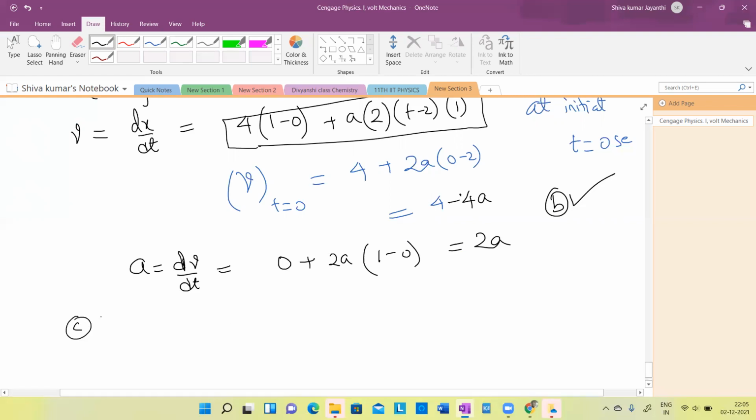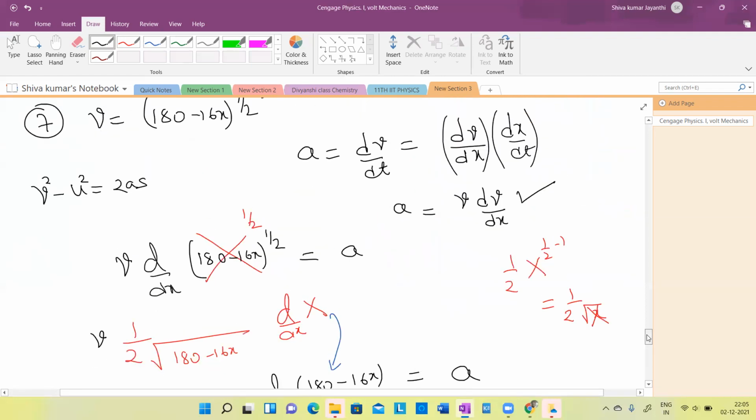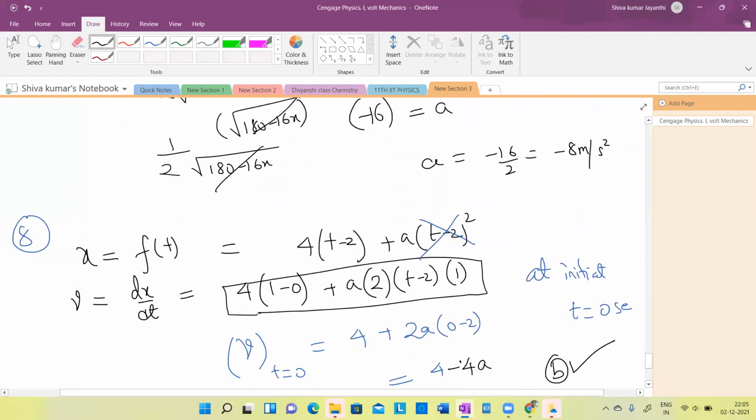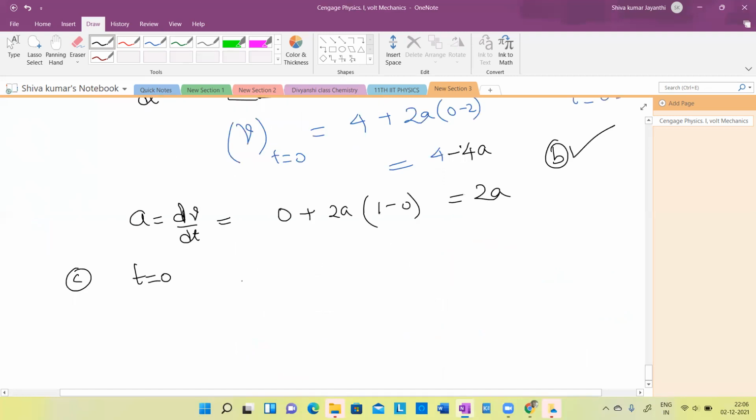Okay. What does C say? The particle is at the origin at t equal to 0. Is it correct or not? Check: put t equal to 0 in the first equation. What are you going to get? 4 into minus 2 plus a into minus 2 squared. This is not the origin, no? The particle is not at the origin. At t equal to 0, x is coming as some number, so C is a wrong option.